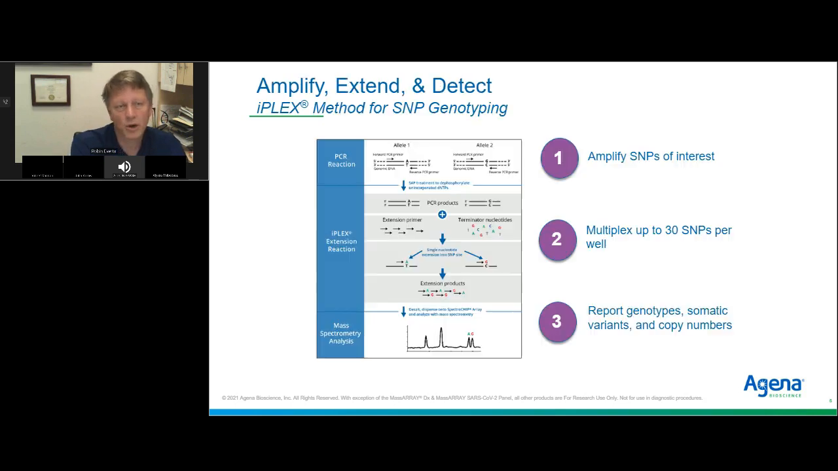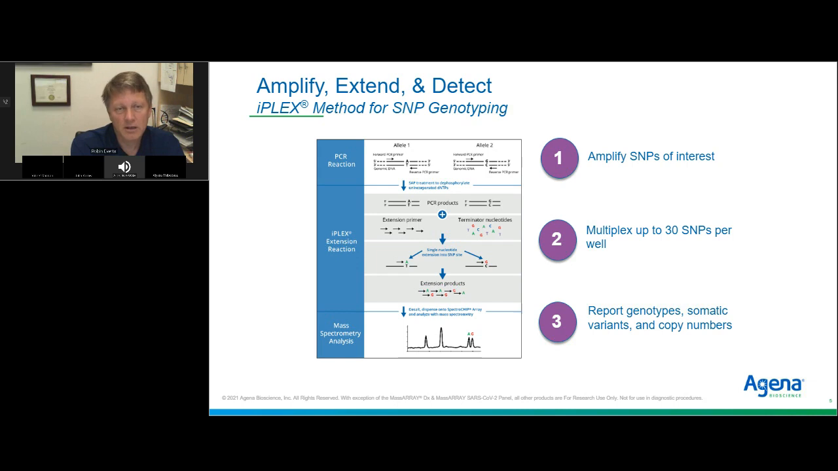So how does our platform work? We have a very basic workflow. We start out with a PCR reaction where we amplify the alleles of a specific mutation. So in this case, you have an A allele and a G allele for a particular mutation. We amplify fragments about 100 to 200 base pair in length, and we amplify about 30 different SNPs into one reaction. So one well on a 96 well plate can contain up to about 30 different SNPs for a particular sample.